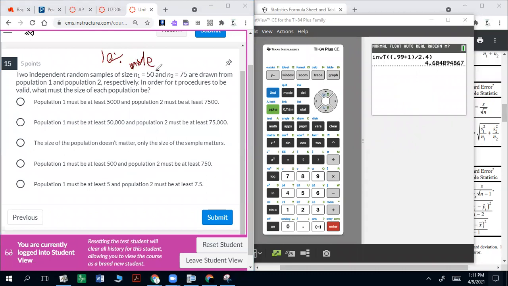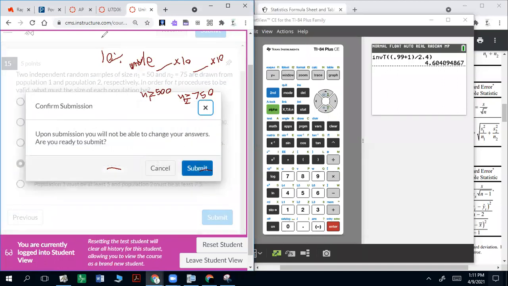So if you take that and multiply by 10, we want our populations to be at least that much. 50 times 10 is 500, and 75 times 10 is 750. You want both populations N1 and N2 to be at least 500 and 750 to meet that 10% rule, where you're not sampling more than 10% of your population. So it's going to be this one here. Let's go ahead and submit that.